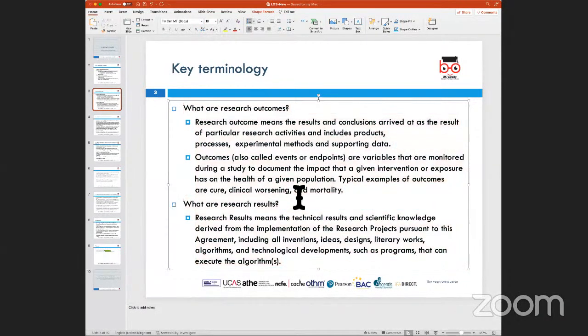So if we talk about the keyword or terminology called research outcomes, what does research outcomes essentially mean? Research outcomes means the anticipated result or conclusions that you're going to arrive at after carrying out the series of activities that you have planned to do in your research. These series of activities are defined in your research project specification using what is called a Gantt chart.